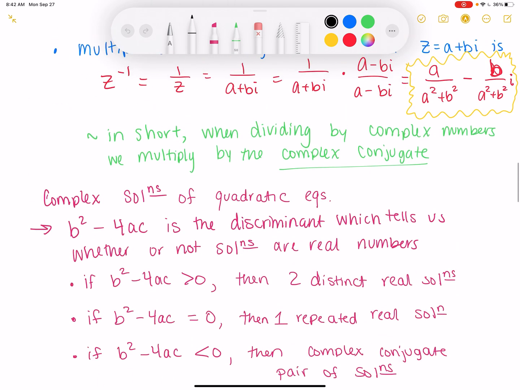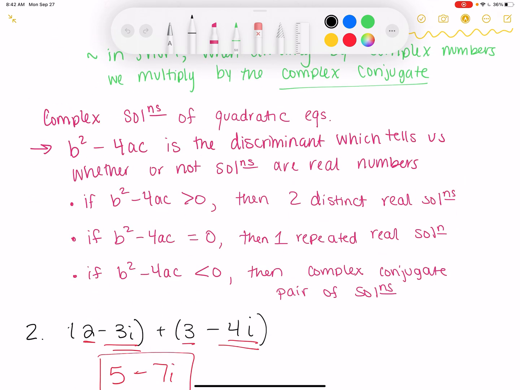Okay, we're going to look at problems that deal with these complex solutions. Knowing if the solutions are real numbers: remember, the discriminant, you're not actually taking the square root of it, it's just the stuff inside the square root. If it's greater than 0, we have two distinct real solutions. If it's equal to 0, there's one repeated real solution. If it's less than 0, it's a complex conjugate pair of solutions.